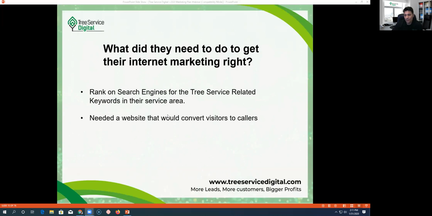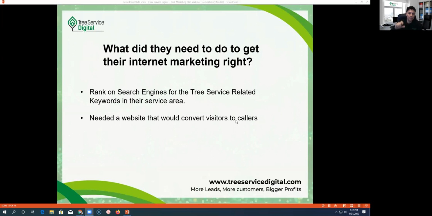They also need a website that would convert visitors to callers. It's great to have a website, but if it's very difficult to find the phone number or it's not mobile friendly, I mean, about 80% of searches in today's age are going to be from a mobile device, an Apple iPhone or an Android device. If it's not mobile friendly, people are just going to bounce off. They're going to cut bait. They're going to go to the next website that they can find a phone number on.